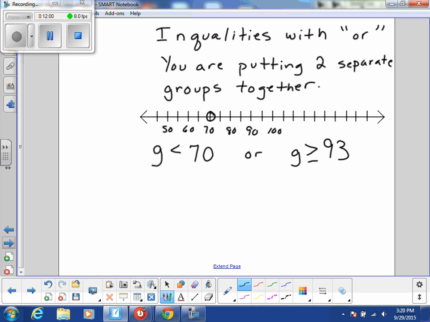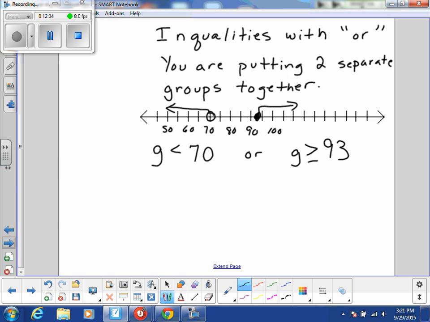And which way are the failing grades? They go on in that direction. And since I don't know what the lowest grade a student has in this case, I'm just going to let the arrow go on forever. And with the 93, including 93, I'm going to put a dot right here. Now I realize that we've said the grades would end at 100, but just to use an example of what an or inequality looked like.